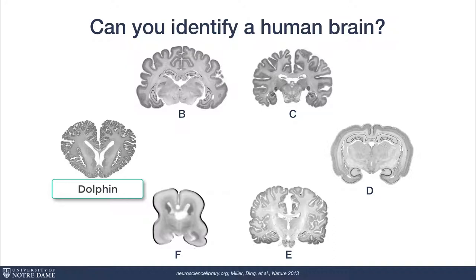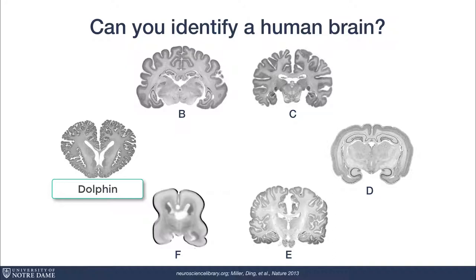Anybody D? Okay, D is a rabbit. Rabbits have almost smooth brains. There's a fold between the hemispheres, but overall their brains are mostly smooth with very, very shallow curves when they have them. What about E? Okay, most people think E. So that is a human brain.